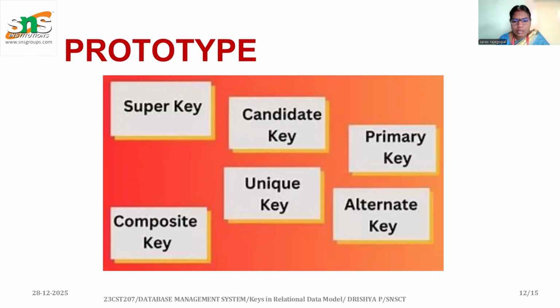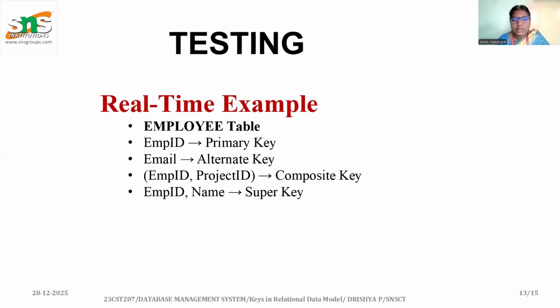A real-time example. An employee table contains fields such as employee ID, email, project ID, and employee name. These are the attributes in the employee relation. Employee ID is the primary key. Email is an alternate key. Employee ID and project ID together form a composite key, that is, more than one key. Employee ID and name is a super key.